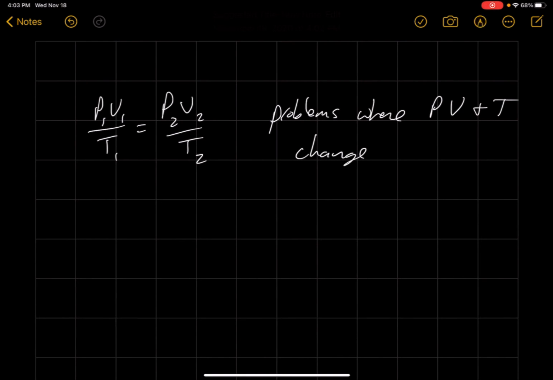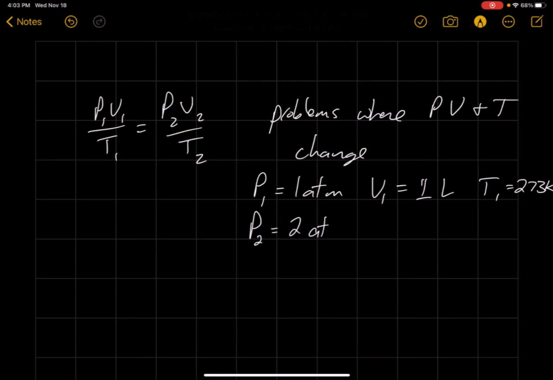Okay, so, just to make up some numbers, let's say P1, 1 atmosphere, V1, 1 liter, and then T1 was 273 Kelvin, let's say. And then in the problem, you also find out that the second pressure is at 2 atmosphere. The volume has decreased to 0.25 liters. And then T2 is the question mark.